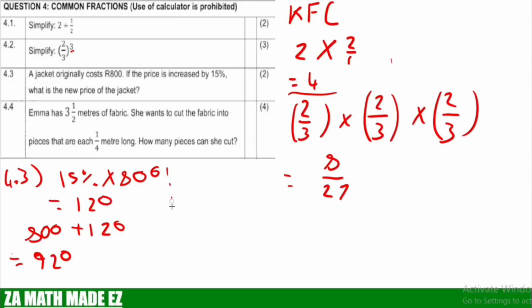So that is the new price of the jacket. Another method I'm going to show you is you can just take 800 times 1.15, and that would also equal 920.